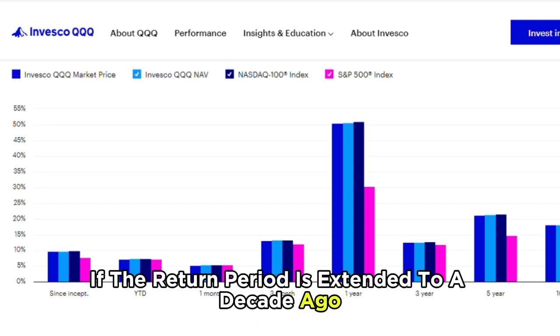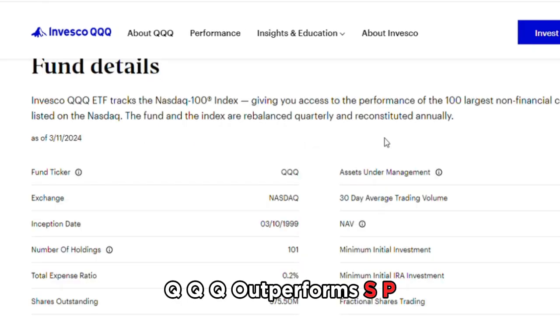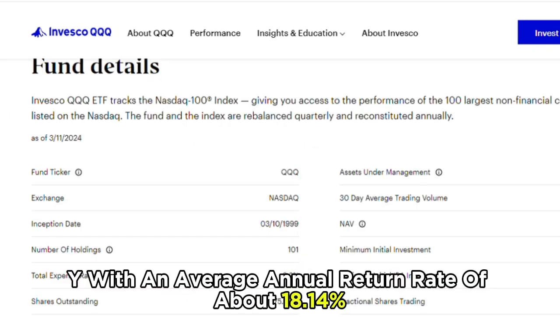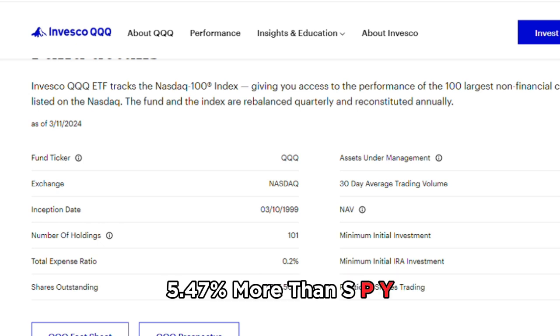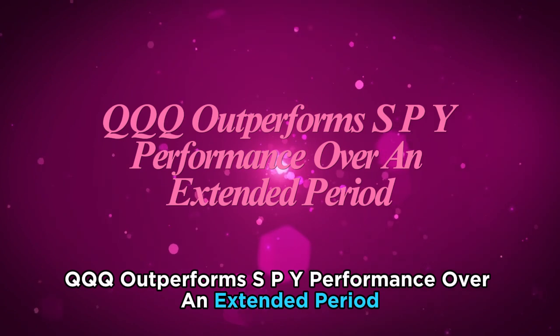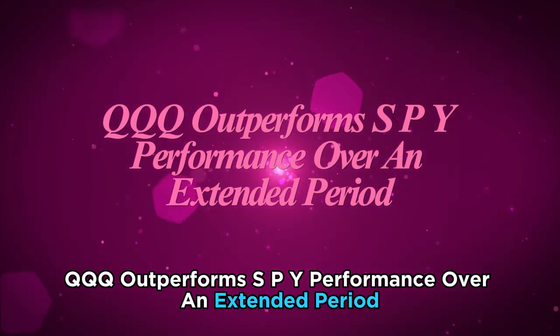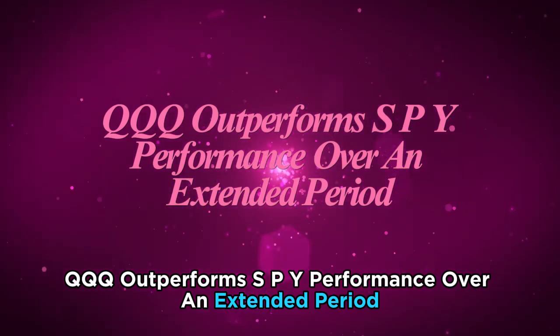If the return period is extended to a decade ago, QQQ outperforms SPY with an average annual return rate of about 18.14%, 5.47% more than SPY. Therefore, QQQ outperforms SPY over an extended period.